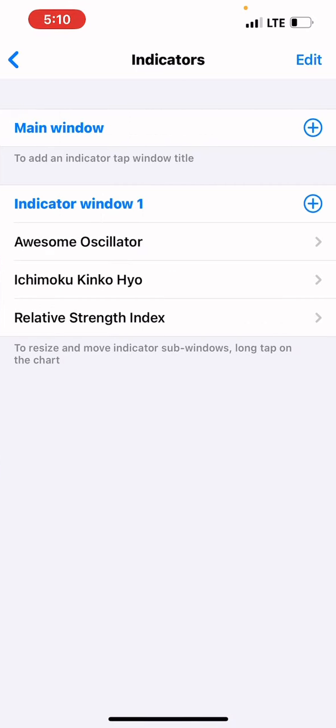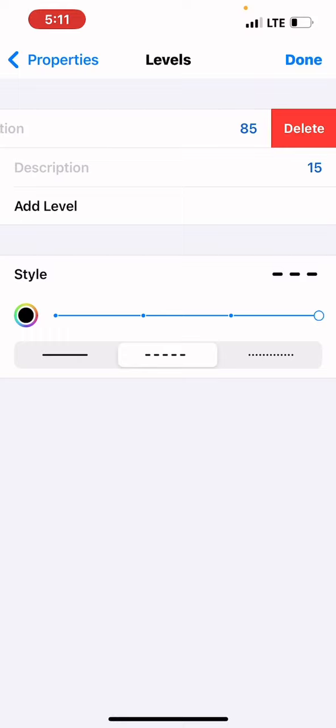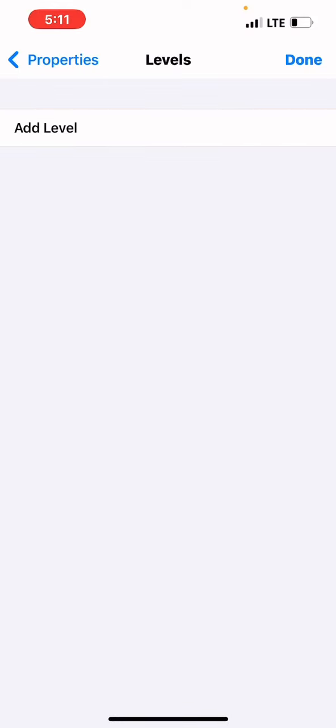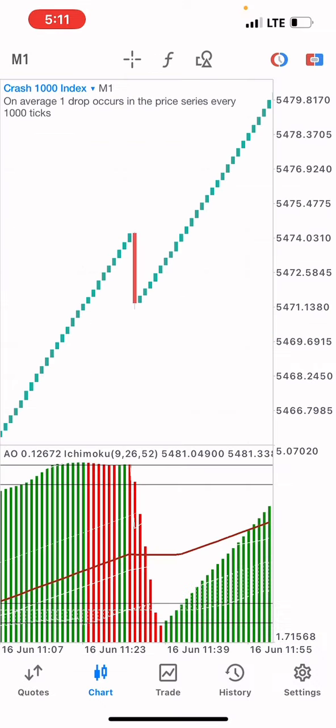Now let me quickly show you the indicator setup. For the Awesome Oscillator, we're using levels 85 and 15. For the value up, I'm using green and red. Click done when you're finished with that, and you are good to go. You don't even need the levels for this, because we are going to be using the RSI levels instead. You cannot use the two at the same time, so you can just take that out and forget about levels for the Awesome Oscillator. Let's focus on using the RSI levels only.